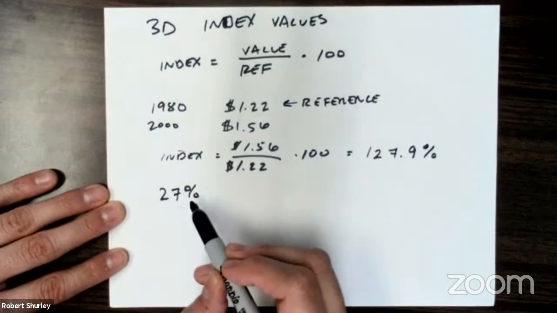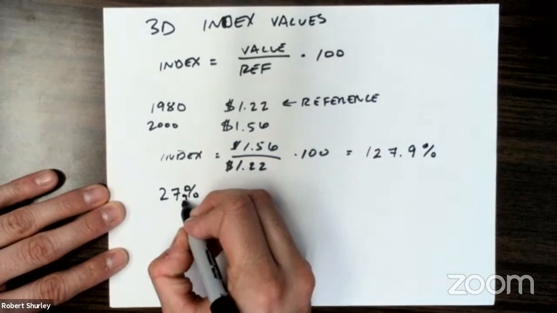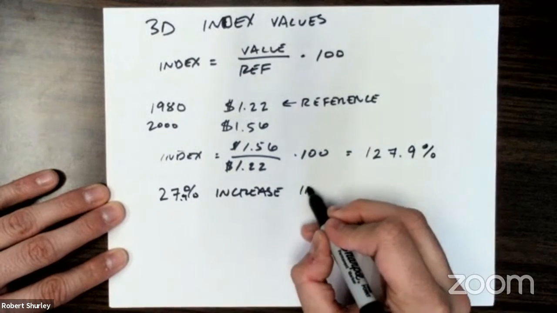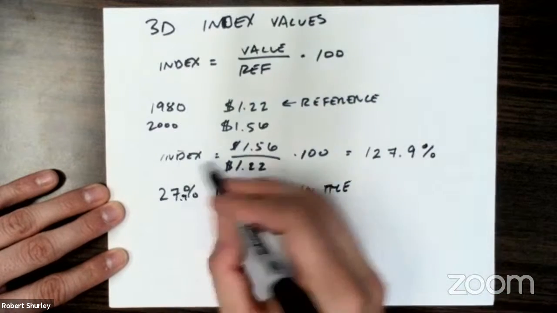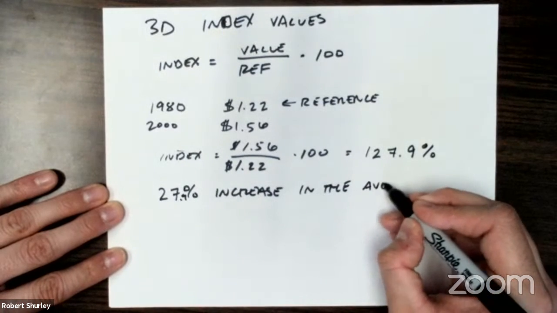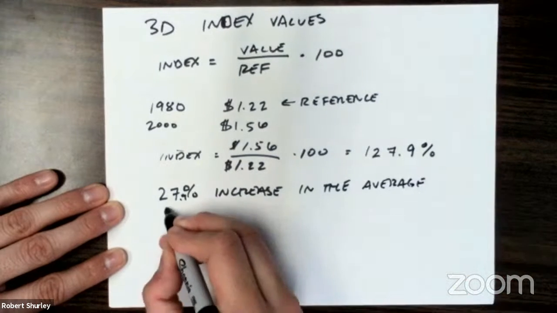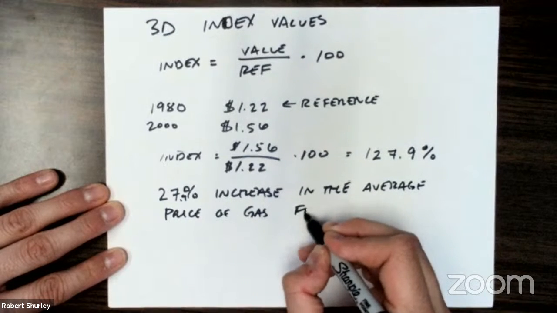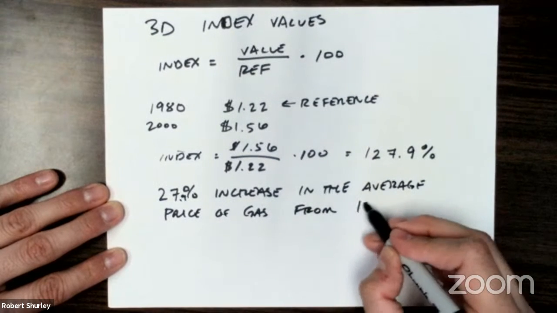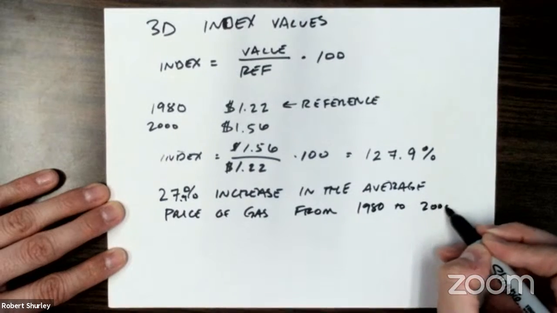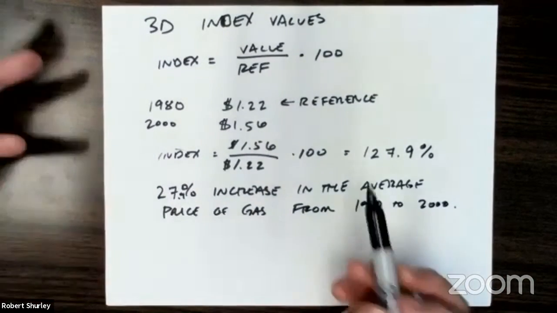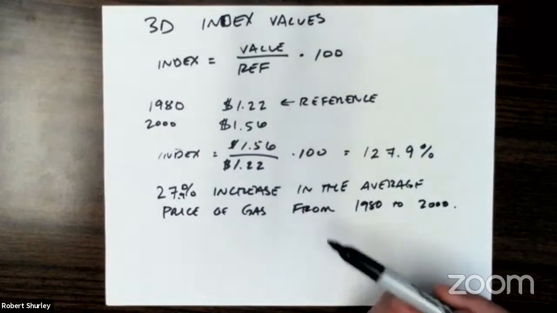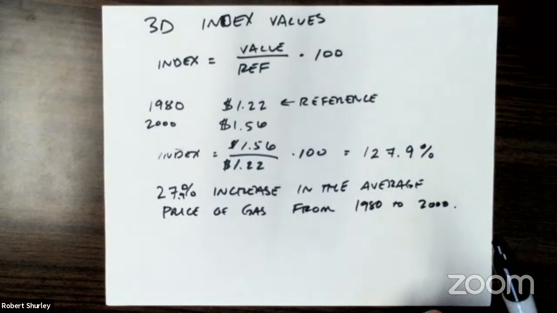I already wrote this in Sharpie. So 27.9% increase in the price of gas. Or it's really an average price, but we'll put that in there. Average price of gas from 1980 to 2000. Okay, so that's what the index tells us. It just tells us the average increase or average decrease for this product. It was the price of gas.